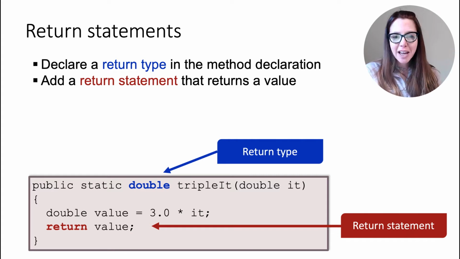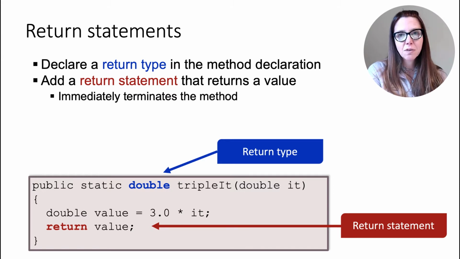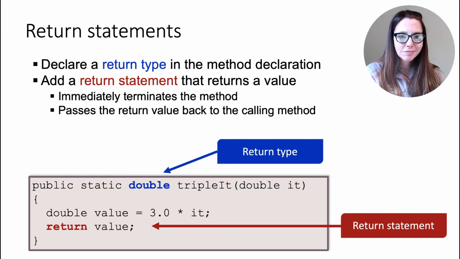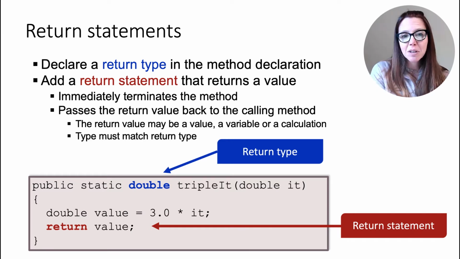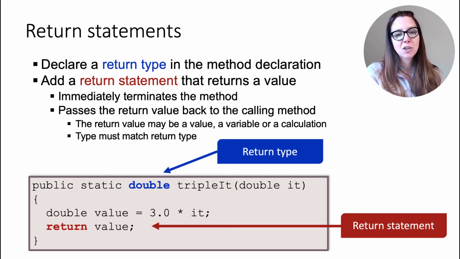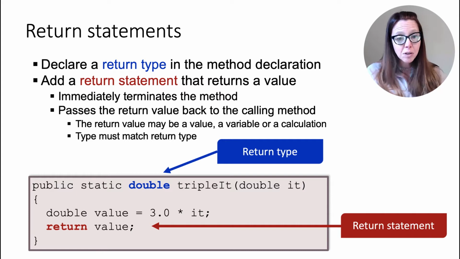You'll see at the bottom we have the return statement, and it is pretty straightforward. It's the keyword return followed by some value. This return statement immediately terminates the method and returns to the position from which this method was called. It passes the return value back to that calling method. The return value may be a value, a variable, or a calculation, and the type, importantly, must match the return type. So you can see in this example, the return type is of type double. The return value must also be of type double.